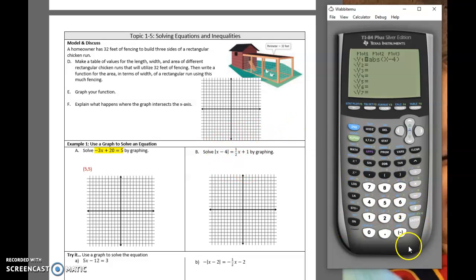That's the first one. Then we're going to go to the next one. And you could do in parentheses 1/2, or in this case we know 1/2 is 0.5, so I'm going to do 0.5. And then we have x plus 1. So plus 1, enter, and I'm going to graph it again.